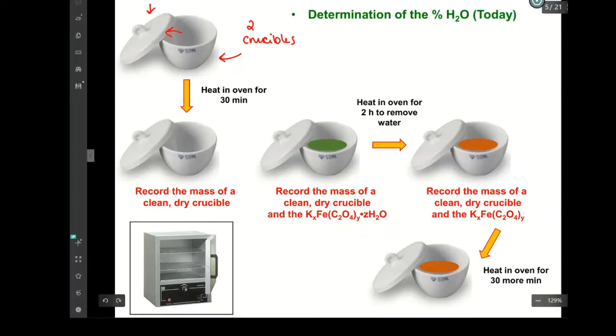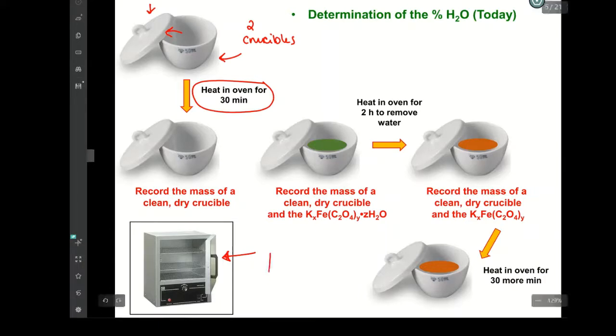So the lid is not going to be on, and we're going to heat it in the oven for 30 minutes, okay? We're going to try to dry that crucible. And then you're going to take it out of the oven. We're going to have an oven in the back of our lab that we'll put everything in. You'll make sure that you have your beaker labeled.